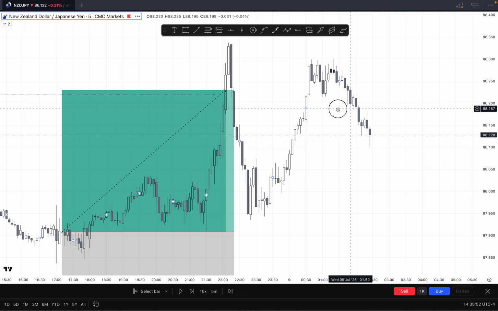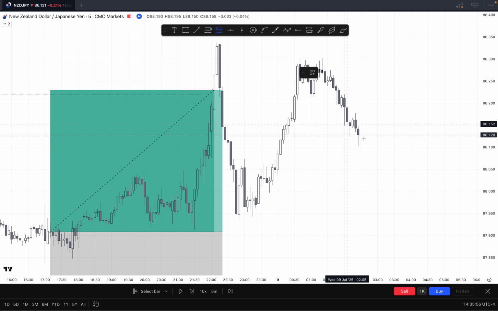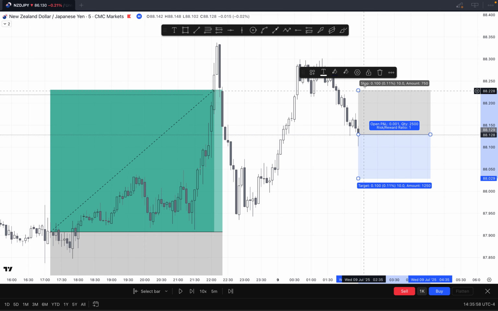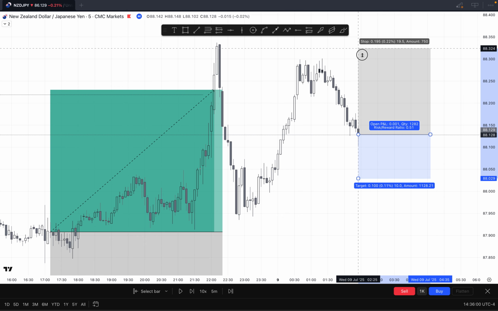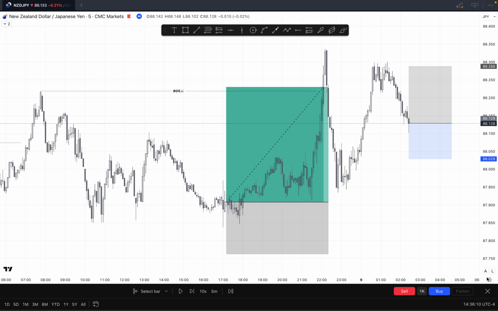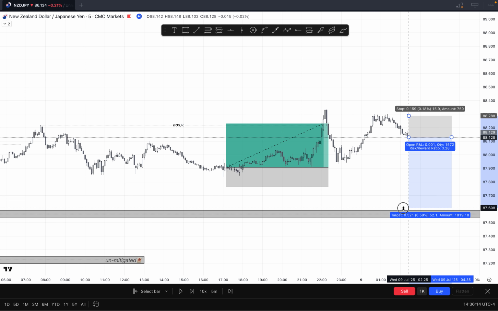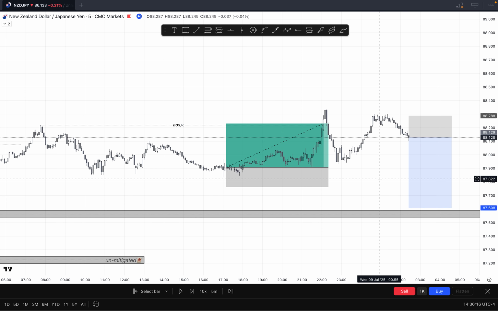Guess I ended up missing this entry. Should I just enter? Let me see. My stop loss would be... Yeah, I can enter. 15 pips, not sure. Let's see how it goes. My target's here. Let's see what the market does.